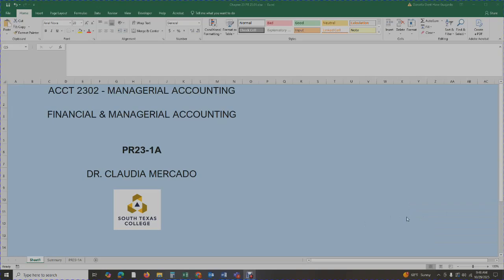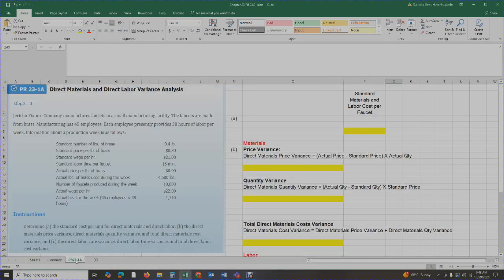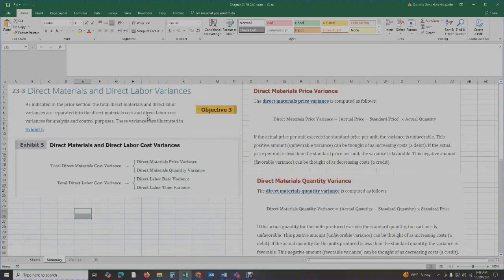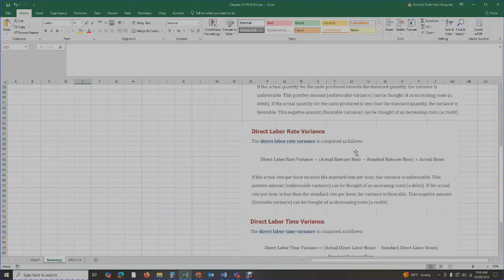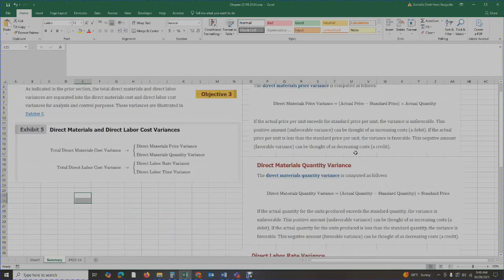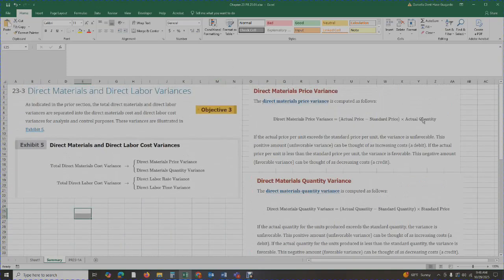Okay, so having said that, the problem that we're going to be looking at today is problem 23-1A. It deals with direct materials and direct labor variance analysis. Okay, so there's a lot of formulas that are going to be applied in this problem, but do not worry. All of the formulas that you need are in your ebook. It's just a matter of reading the ebook. Everything is there. The formula is provided, and the description of what we're doing is also included in your ebook. So make sure that you do read. That is why it's so important.